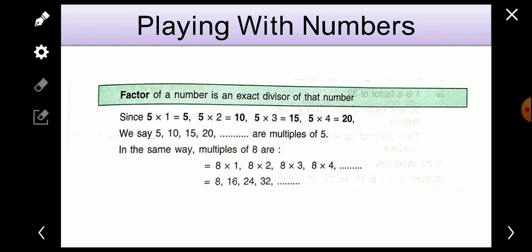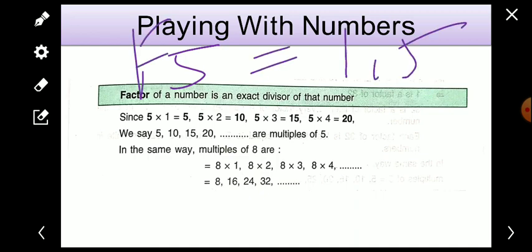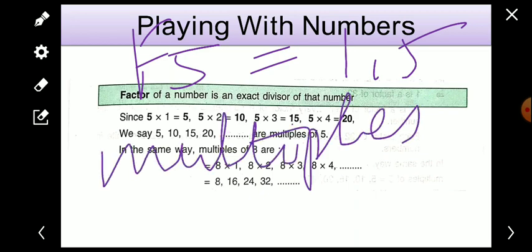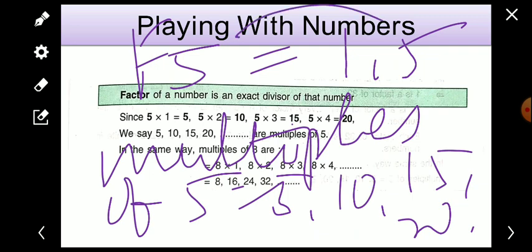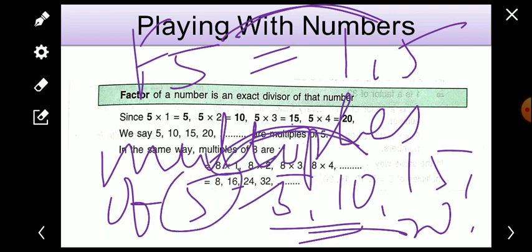I hope you understood factors and multiples. Don't get confused. The factors of 5 are 1 and 5. But the multiples of 5 are 5, 10, 15, 20, 25, like this. Factors divide the given number, and multiples can be divided by the given number. The numbers which can be divided by 5 are the multiples of 5.